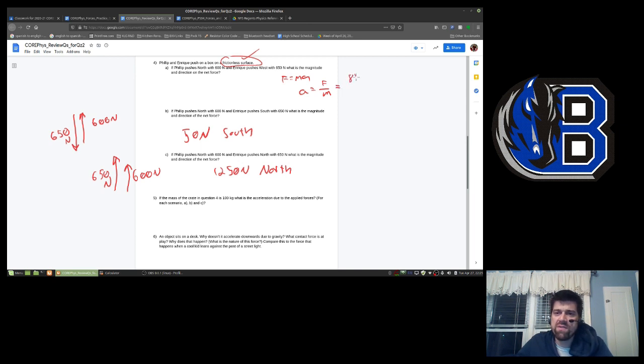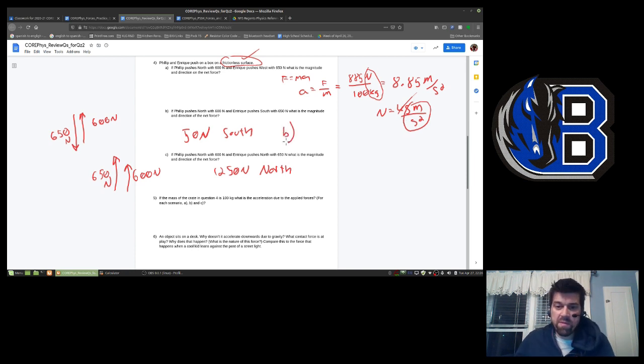So I had a force of 885 newtons applied to a 100 kilogram box, right? So I'm going to get acceleration of 8.85 meters per second squared. Remember, a newton is a kilogram meter per second squared. So when I divide, a newton per kilogram, I divide out kilograms. So that's helpful to remember.